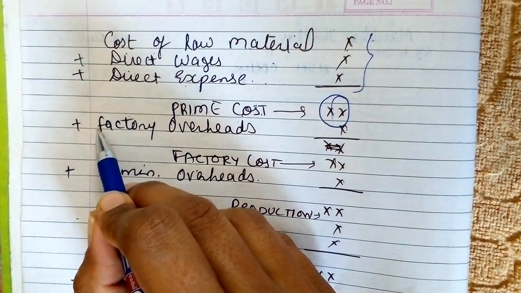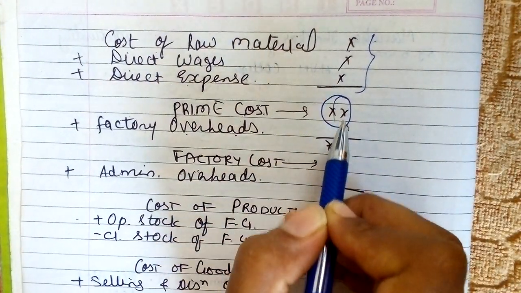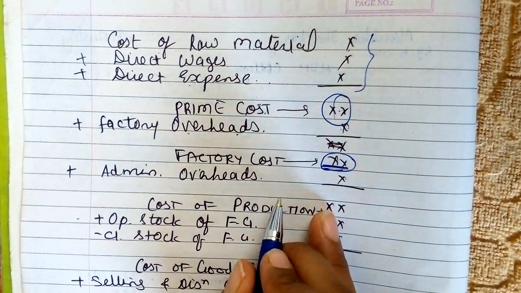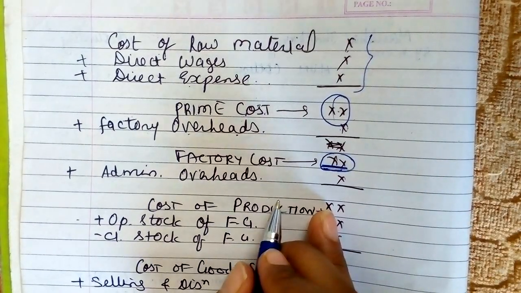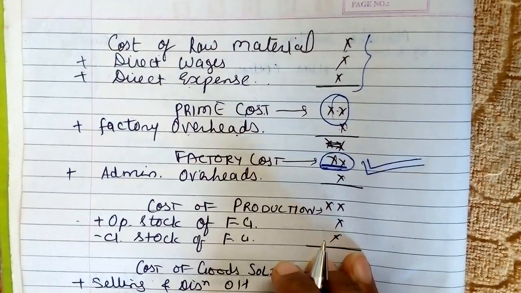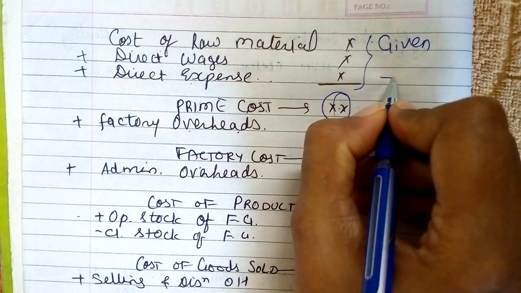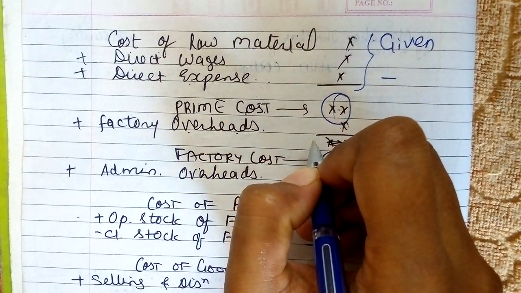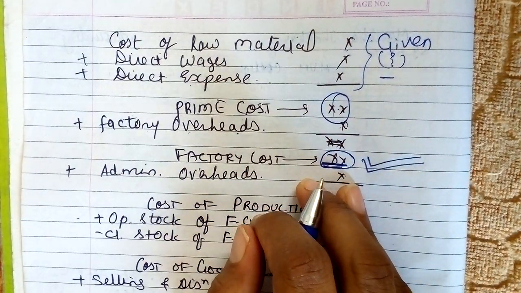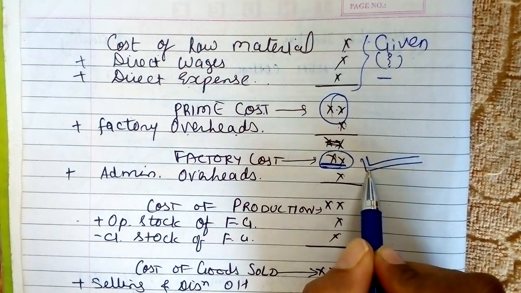After that we need to add factory overheads to the same. After adding factory overheads to our prime cost, the cost we have is called factory cost. So here in this example we need to calculate this factory cost. The cost of material is given. Direct expenses are not given, so 0 in place of that. The direct wages we need to calculate under different wage systems, right? So we need to calculate factory cost.